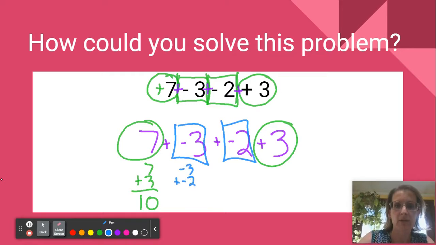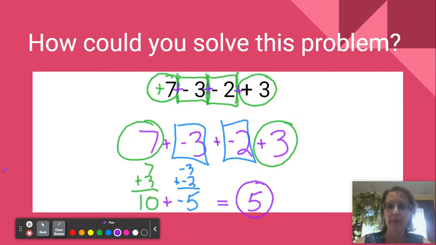Negative 3 plus negative 2. They're both negative, so they do not cancel each other out. So we get negative 5. So now I have 10 plus negative 5. They do cancel out. So I have 10 positives and 5 negatives. So 5 positives will be left over. So my final answer for that problem is 5. So if you have more than one term that you're adding together, don't panic. Just take them 2 at a time, just like we did.